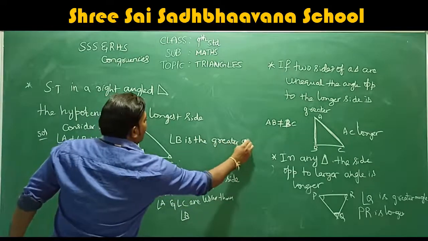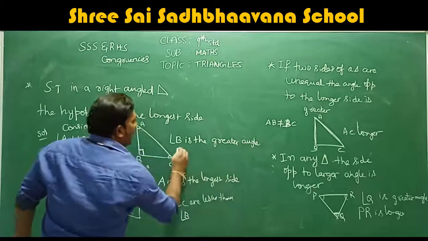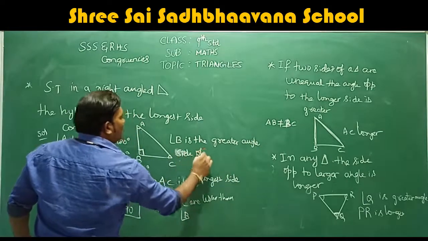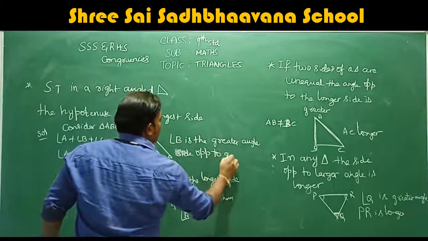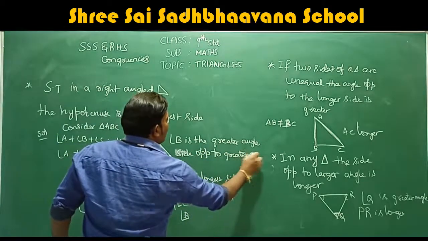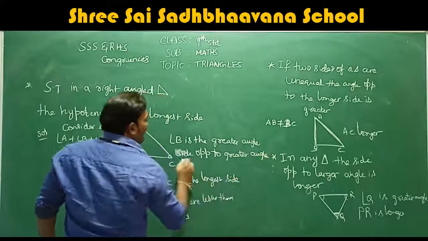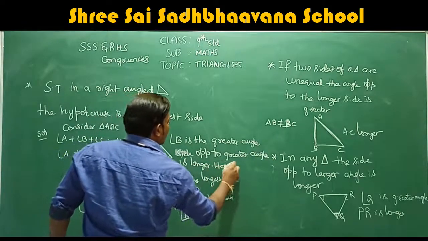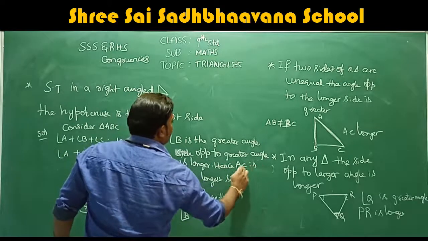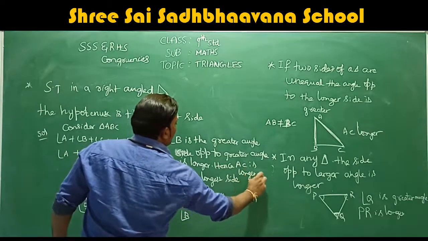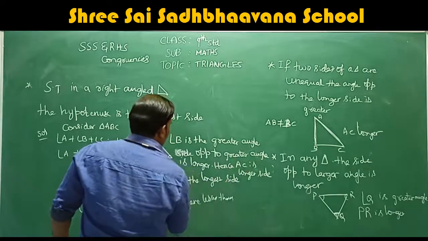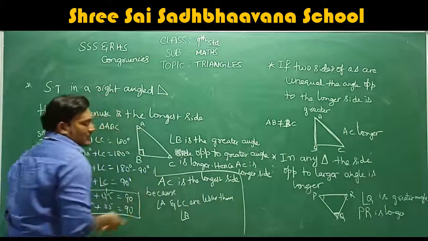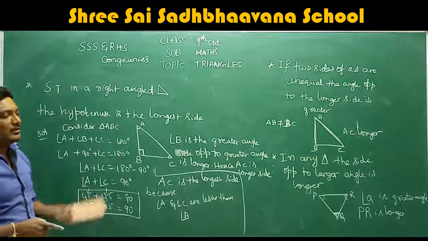So, if angle B is the greater angle, the side opposite to the greater angle is longer. Hence, AC is the longer side. Okay, you can write this also. Understood? We can write that condition easily.